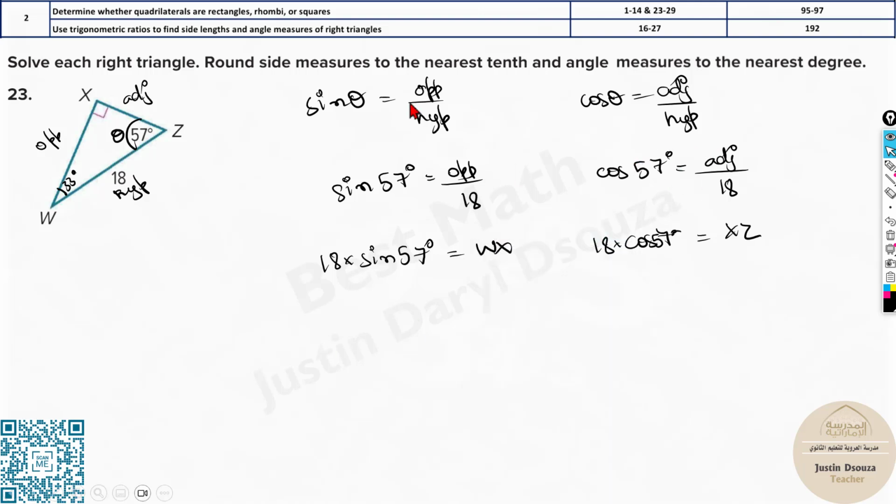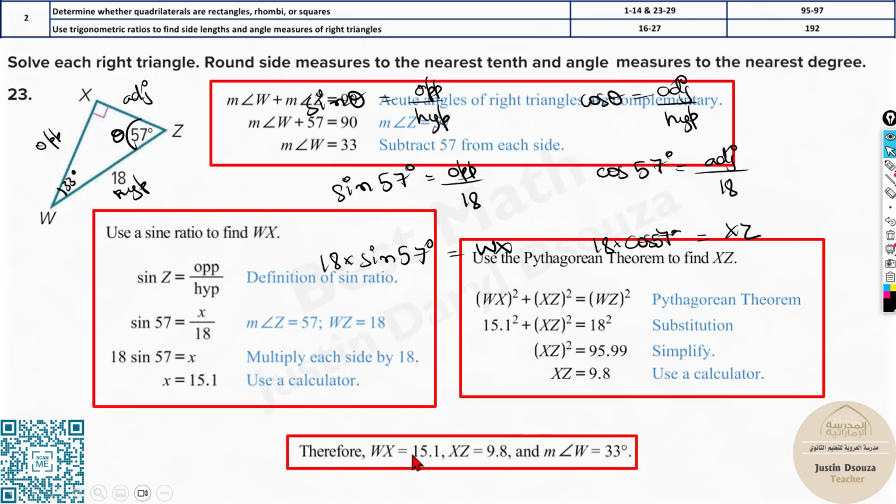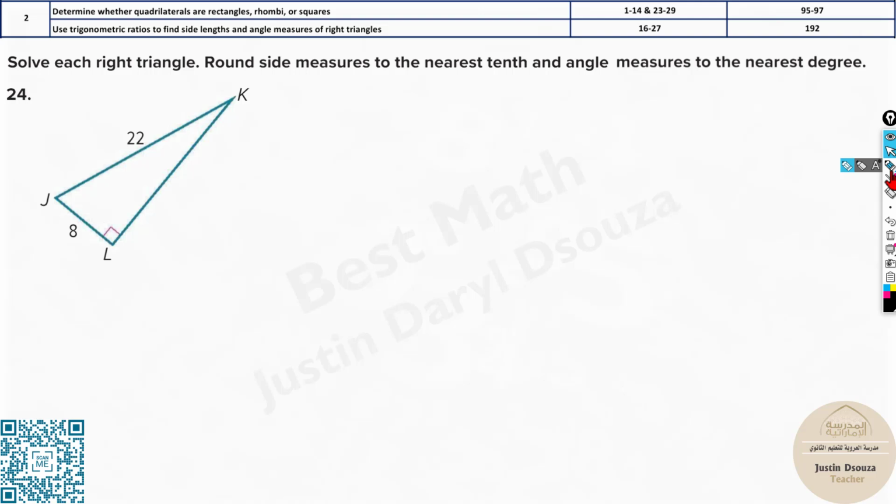You can even put it in the calculator just after substituting in the formula, and you will get it. So this is the answer. It's 15.1, 9.8. That's it. And the other one was 33 degrees. Let me solve this as well.